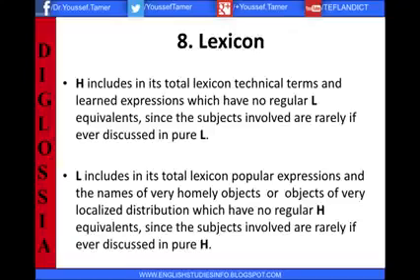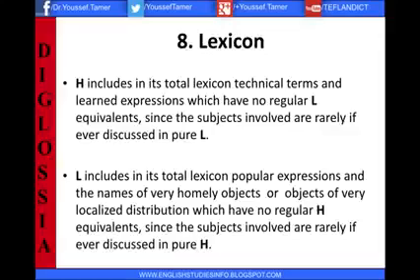Yes. Now, how many vocabulary items do you have in there? It's a lot. And most probably, not most probably, but definitely they don't have an equivalent in Moroccan Arabic, right? That's the meaning of this statement. The high variety includes in its total lexicon technical terms and learned expressions which have no regular L equivalents. Why? Simply because of this feature which we have introduced in the beginning, the one of function.